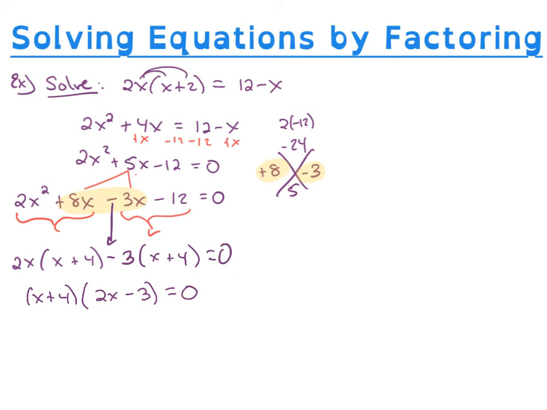Now keep writing in your equals 0 because you don't want to forget the very last step. Set your factors equal to 0. x plus 4 equals 0, 2x minus 3 equals 0, so x equals negative 4, and 2x equals 3, so x equals 3 halves.